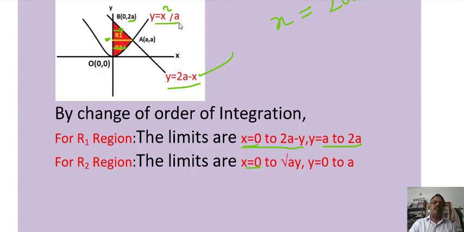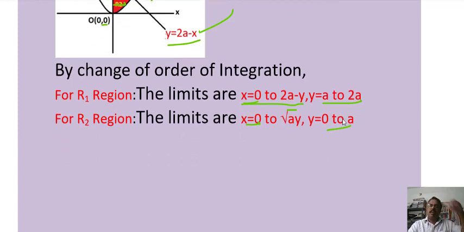So from this one, y equals x square by a, x equals root over ay. Now the y limits: here the y coordinate is 0, here the y coordinate is a, so 0 to a. Like our previous problem, similar problem. If you put a equals 1 in this problem, you will get the previous one.